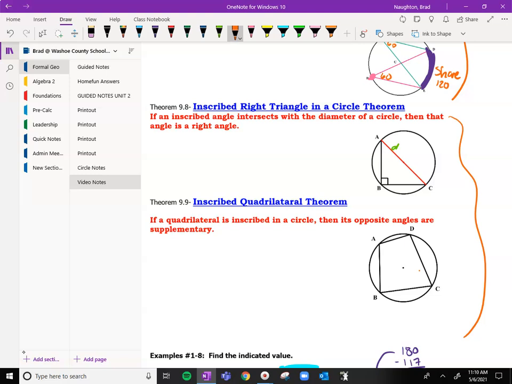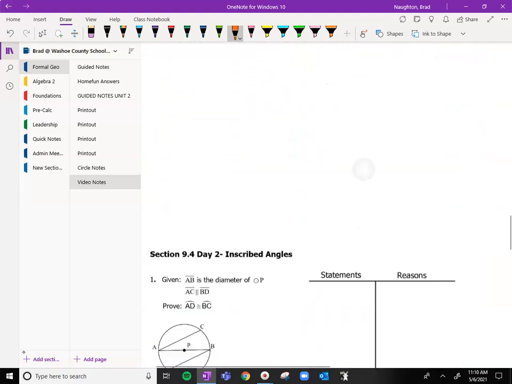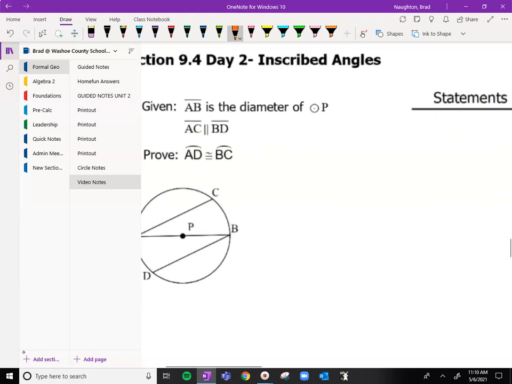And then last but not least, we have our quadrilateral and our right triangles one. So if we have a diameter, that means that this has to be 90 degrees because this is 180. That's what diameters do. And that these opposite ones are supplementary. Okay, so now we have our tool set for our proofs.